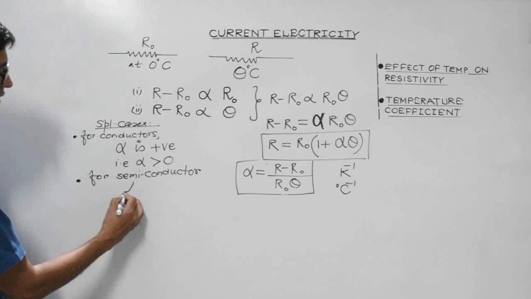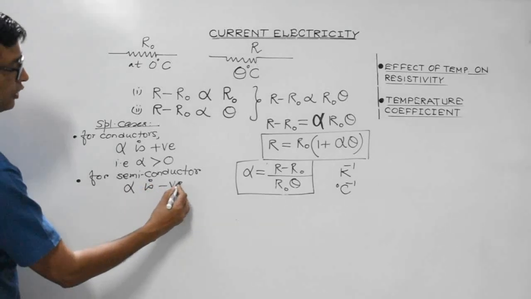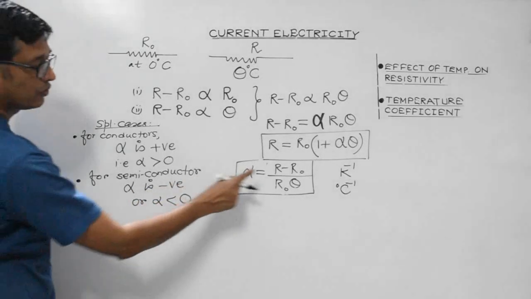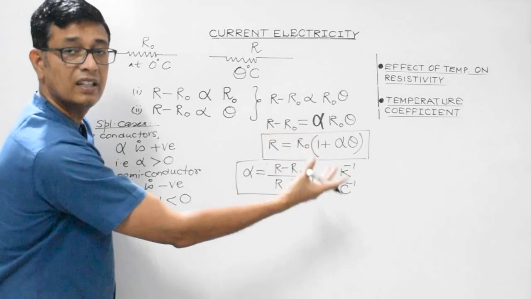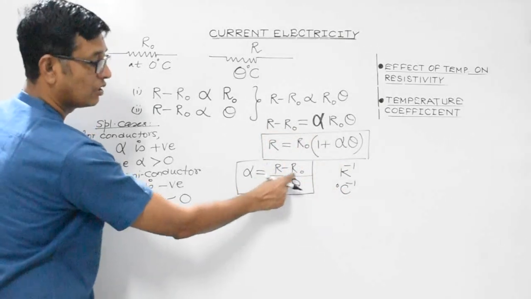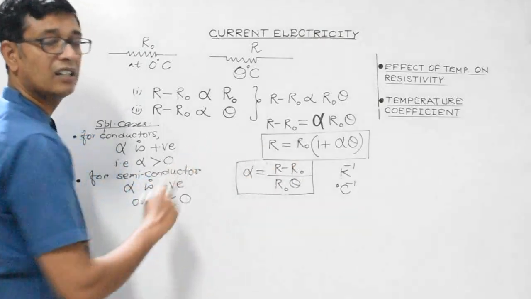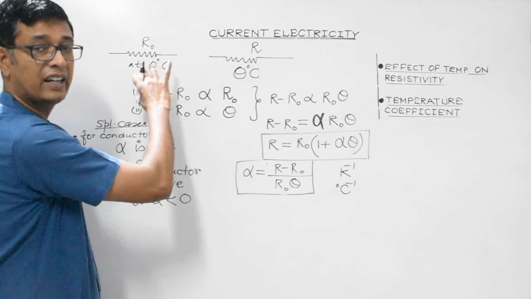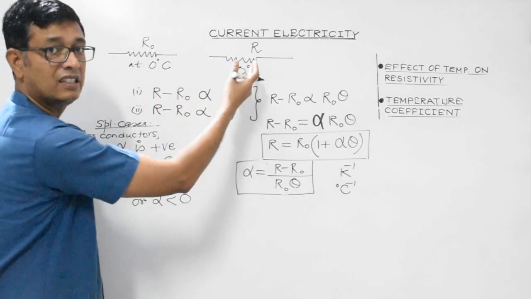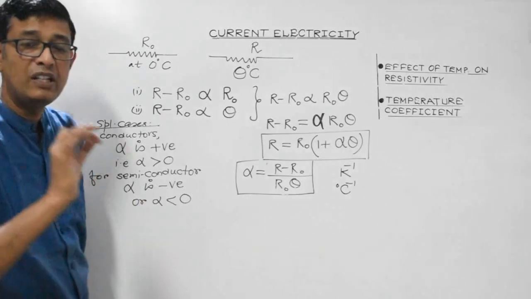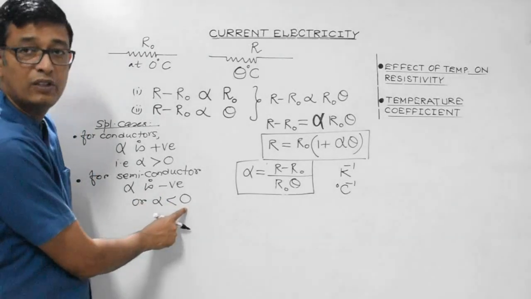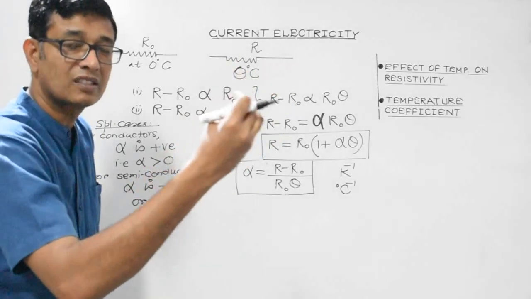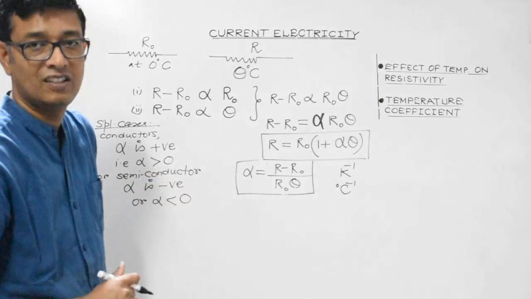For semiconductors, alpha is negative. So students try to interpret, alpha is less than 0. Alpha negative means with the increase in the temperature, R minus R naught is less than 0 or negative. R minus R naught will be negative only when R is less than R naught. Means initial resistance at 0 degree Celsius is greater than the resistance at theta degree Celsius. So what I mean to say is that alpha can be negative only when R is less than R naught. That is, with the increase in temperature, the resistance of such substances must decrease.